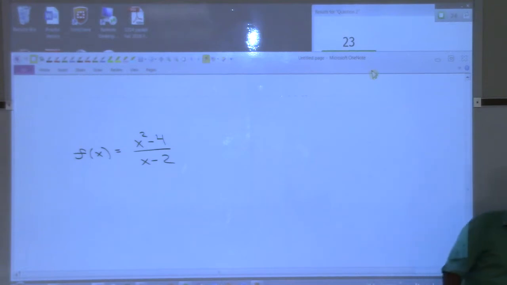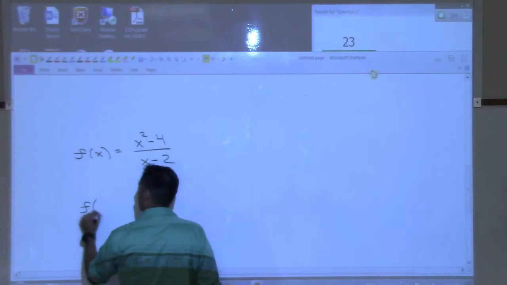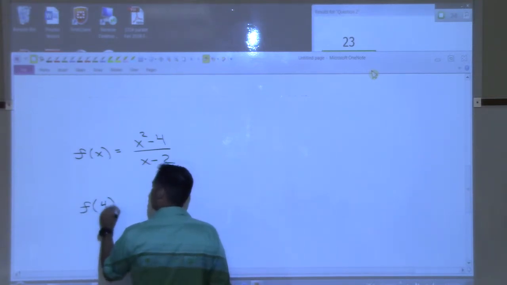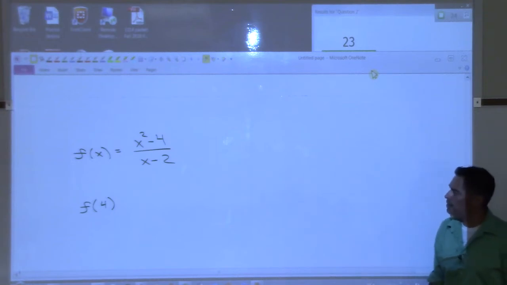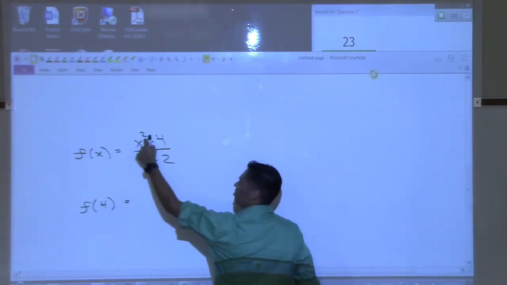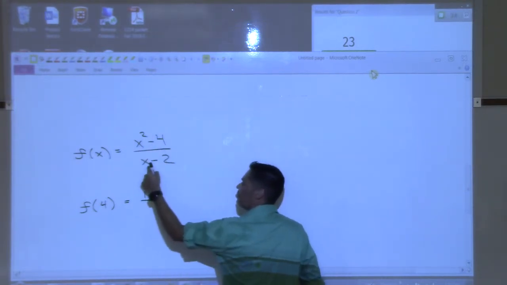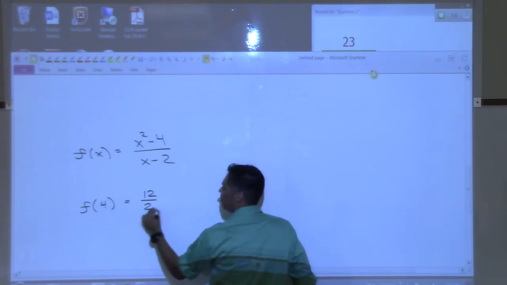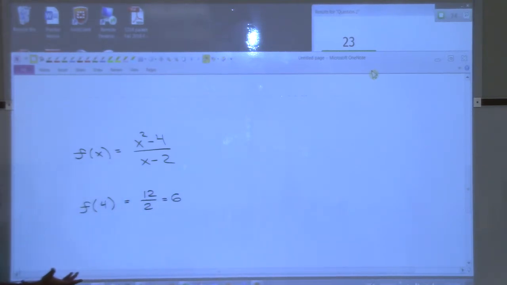All right, so let me ask you a few questions. Let's say, what is f of 4? So what would happen if we plug 4 into that function? What would we get in the numerator? So we get 4 squared, 16, take away 4, we get 12, right? On the bottom we get 4, take away 2, we get 2. So we get 6, right? So if we plug 4 into this function, it's going to spit out 6.